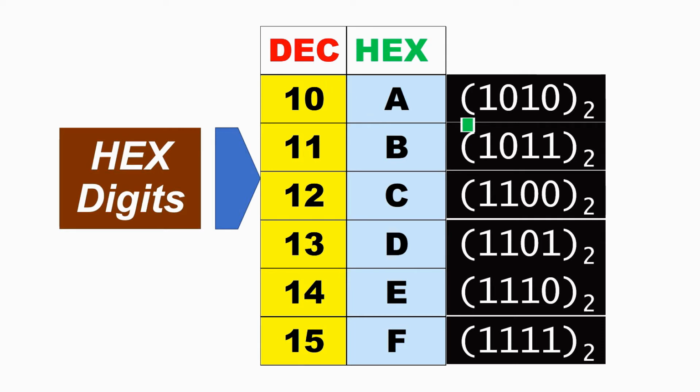And these same values when converted into base 2 are these values. 1010 stands for 10. You can see that this is 8 plus 2, that is 10. Similarly, B stands for 11, C stands for 12. You can see that this is the same as 8 plus 4, which is 12. D stands for 13, E stands for 14, F stands for 15, which is 8 plus 4 plus 2 plus 1. So these are the hexadecimal digits.